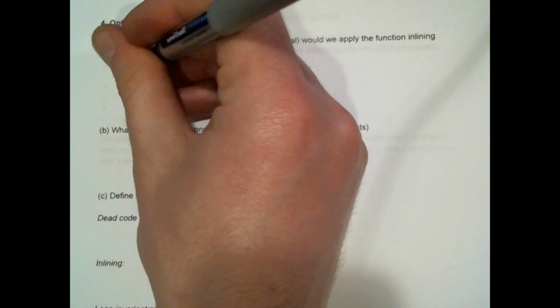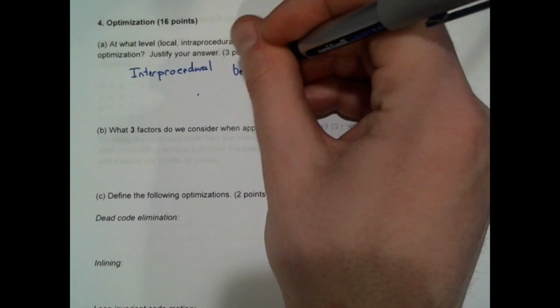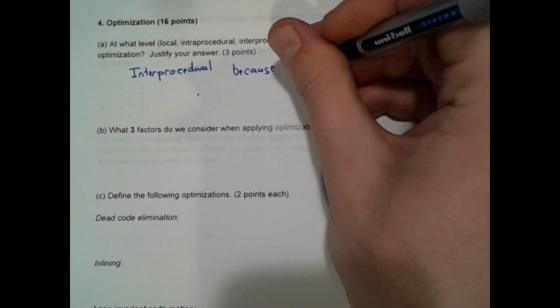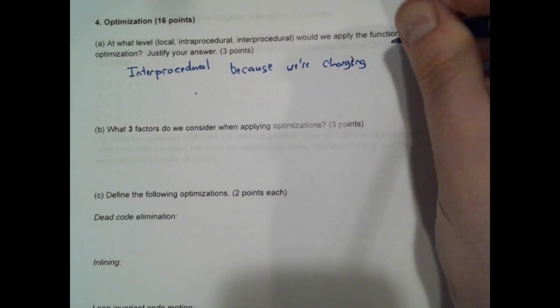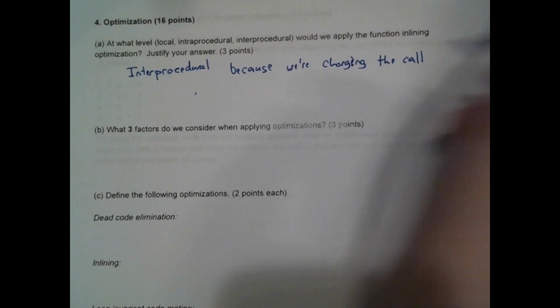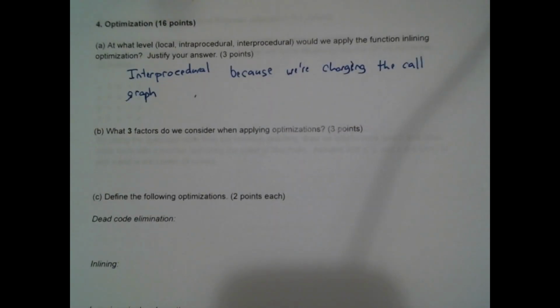And so this is a little bit of a tricky question, but really we'd say interprocedural here because we are inlining functions. And so we are changing the control flow or the call graph for the entire program. We are potentially removing function calls from the application, and we are therefore doing this at an interprocedural level between two functions, right? We're working with the entire piece of code in order to inline functions. So that's what we would say here.